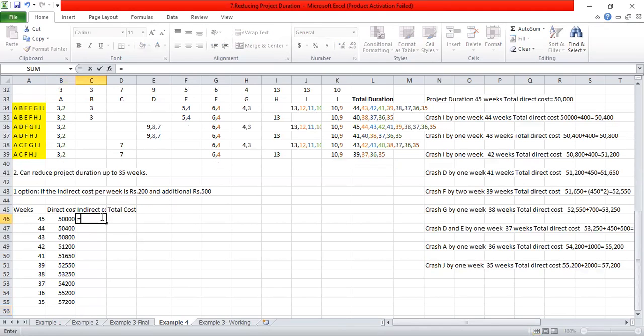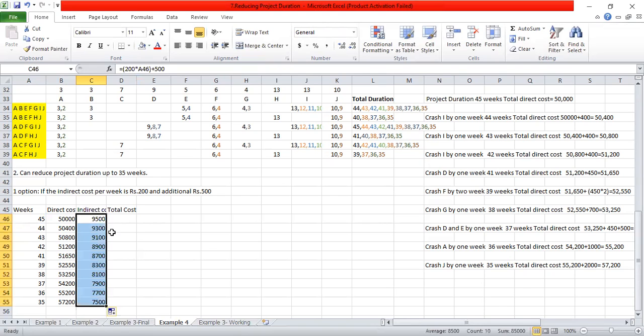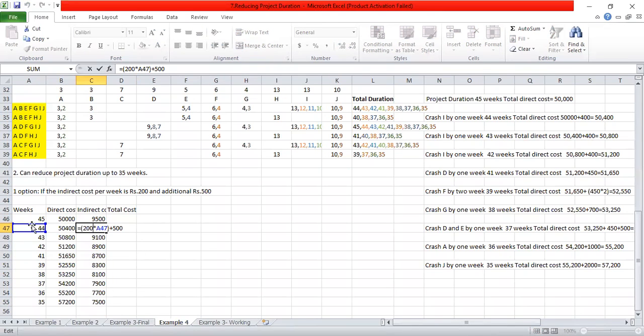So for each of these weeks, you have to multiply, right? After multiplying this by the weeks, you have to add what? You have to add the additional 500 here. So this is the total indirect cost, right? You have to multiply it by the relevant week and add the 500. Then you can take the total direct cost and get the summation of the direct and indirect cost.